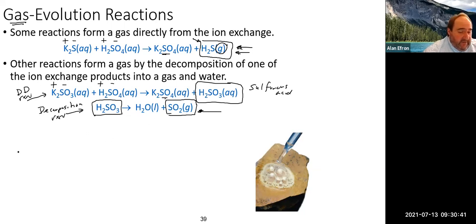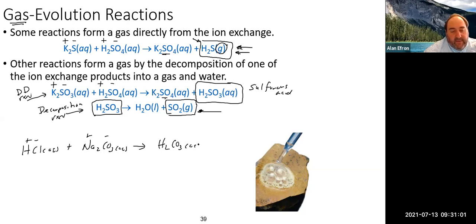This oftentimes occurs when you're dealing with carbonates. For example, if you took some hydrochloric acid and some sodium carbonate, again positive, negative, the H plus from the acid and the carbonate will come together to make H2CO3. Sodium and the chloride will come together to make sodium chloride. Put a 2 there to balance it, and maybe a 2 there to balance it as well.